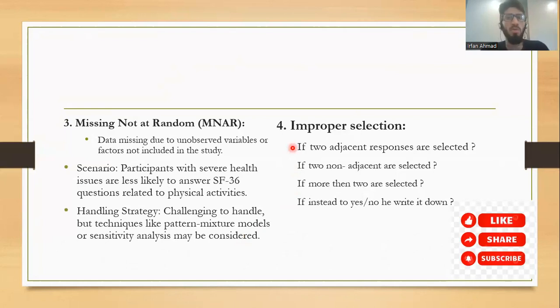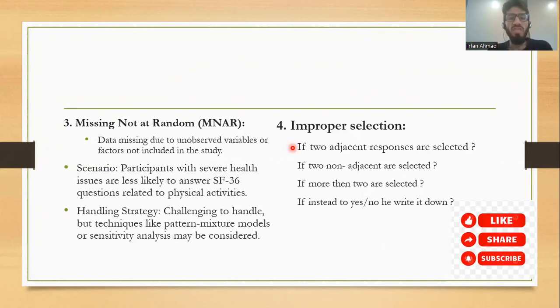How do we deal with the missing data? This question is also dealt with as missing data if no option is selected. If more than two are selected, if the person answered three options for one question, it is the same here, they will be taken as missing data.